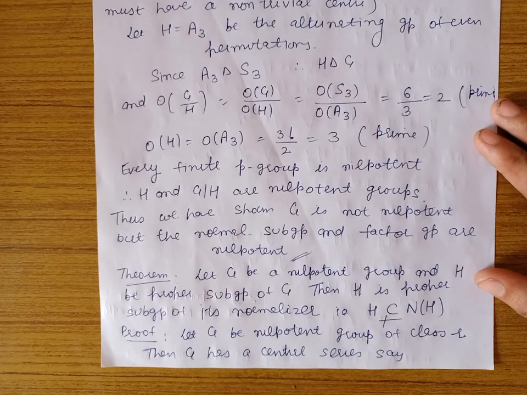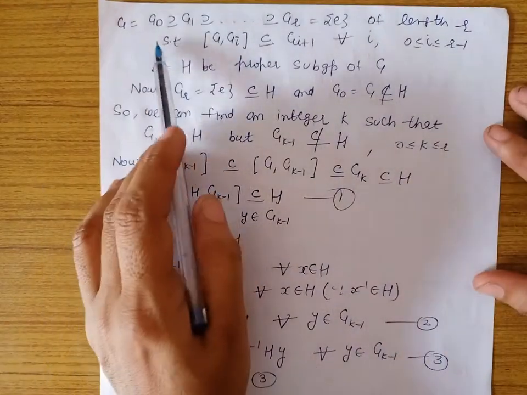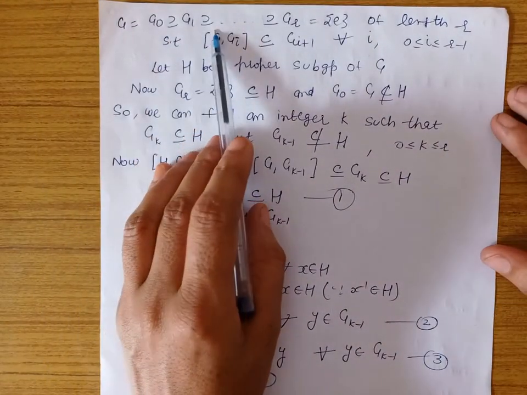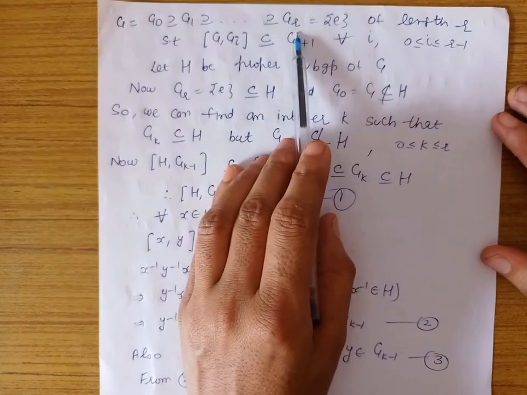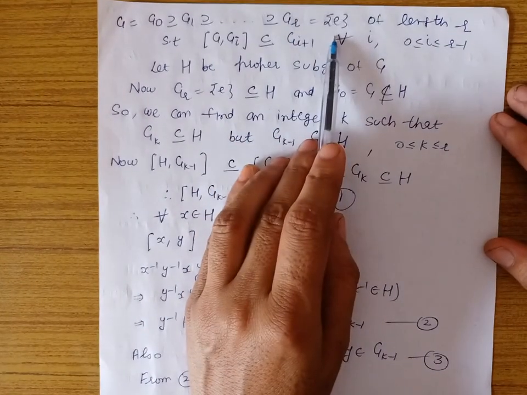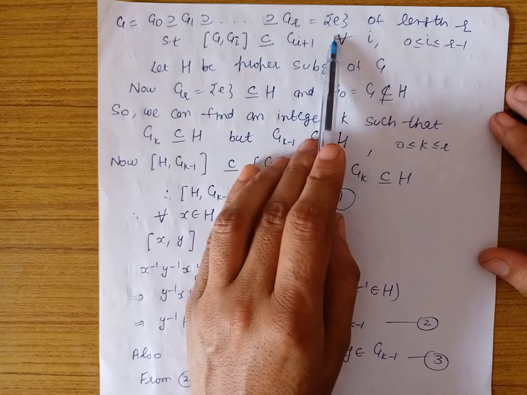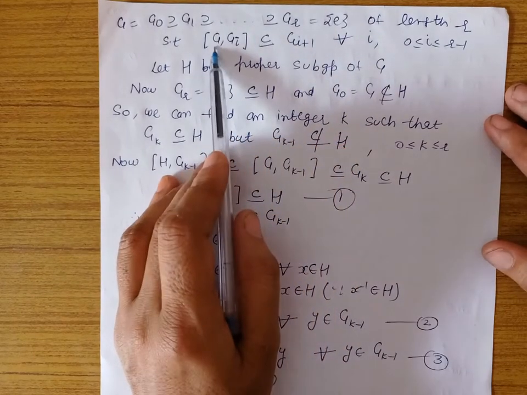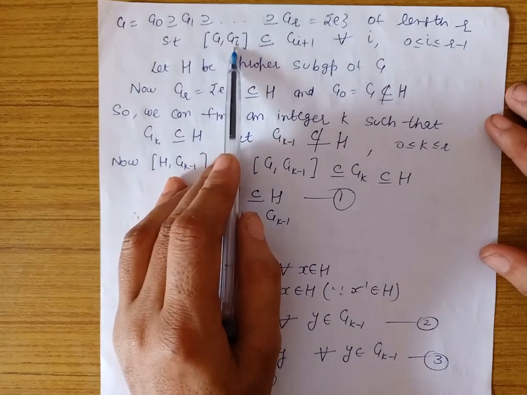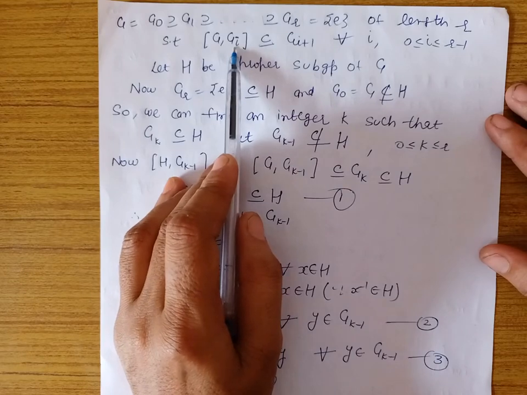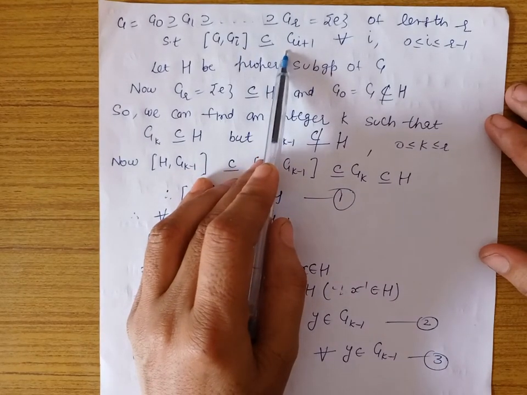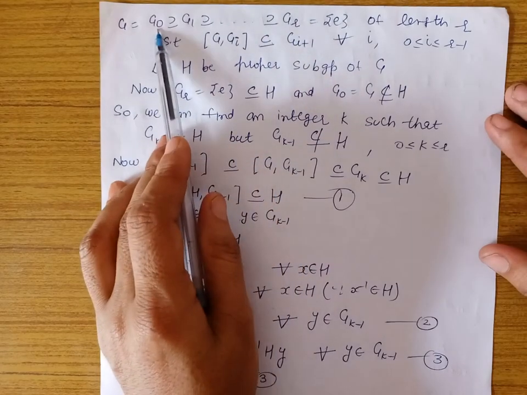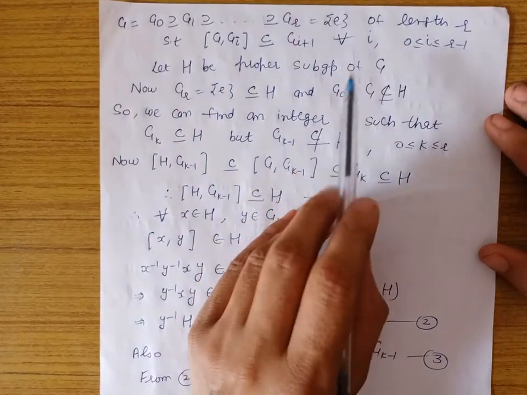So by definition, G will have a central series given by G = G0 ⊇ G1 ⊇ G2 and so on, ⊇ GR = identity. This is a central series of length R for the group G, and by definition the commutator of group G with its subgroup Gi will be contained in Gi+1. Here i varies from 0 to R minus 1.